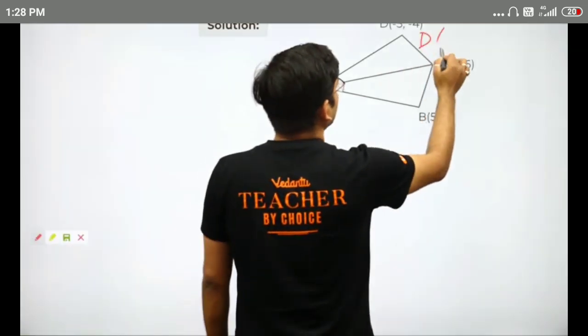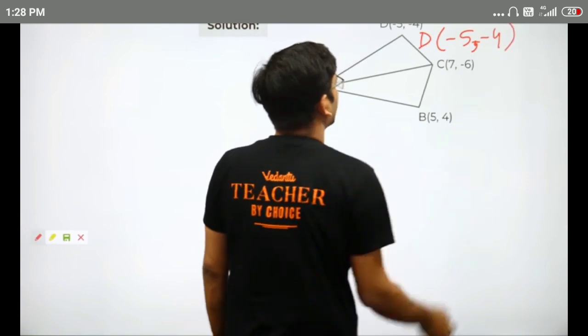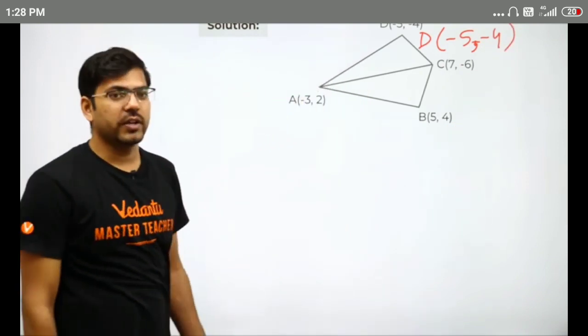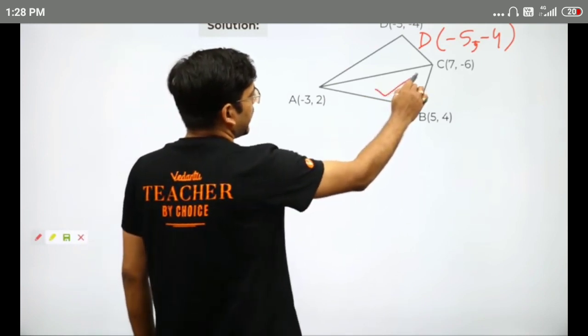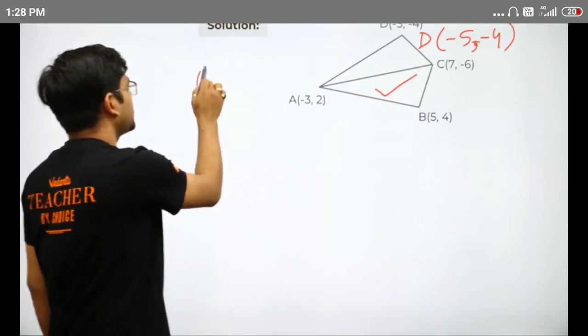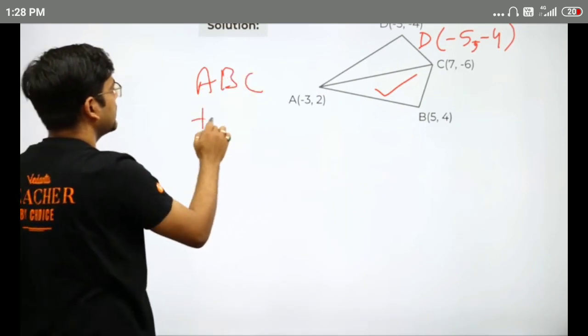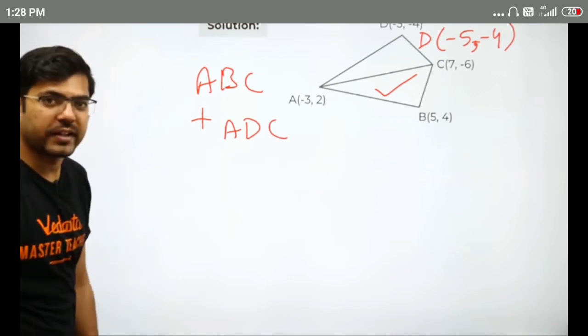Here D is minus 5, minus 4. So we have A, B, C and D. So we have got all the four vertices. Now I will be trying to find out the area of ABC first and then ADC. So ABC and ADC, I will find out ABC plus ADC, and once I have got the area of both the triangles, I will be adding them both.